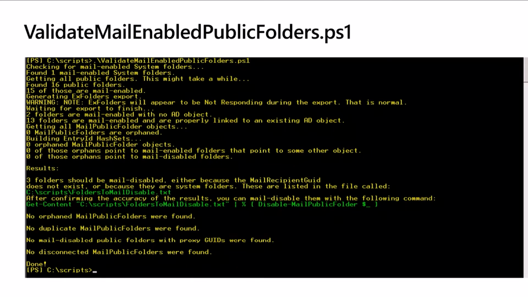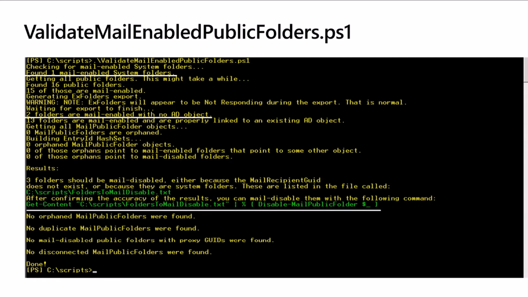In this example, the validate mail-enabled public folder script indicates it has found one system folder which is mail-enabled. There are a couple of mail-enabled public folders that do not have an AD object associated, which indicates that these are orphan public folders. The script also presents a command to fix these issues reported.